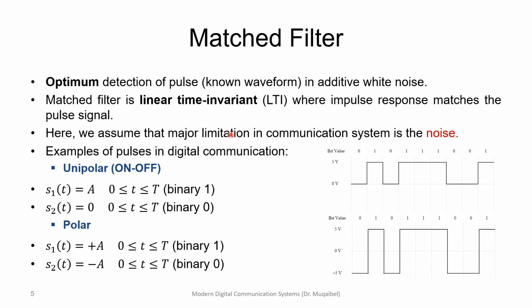Remember that here we assume that the major limitation of the communication system is not ISI, it is the noise. The following two diagrams show you two possible examples of pulse shaping, including the unipolar on-off or the polar. Our job in the presence of noise is to find the optimal solution, which is the matched filter, and it should have an impulse response similar to the original waveform.